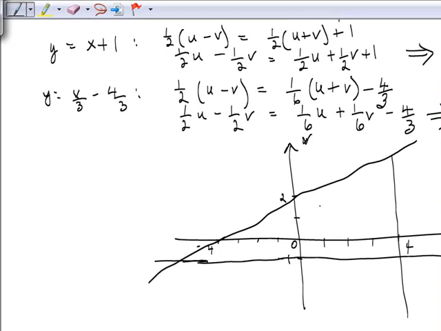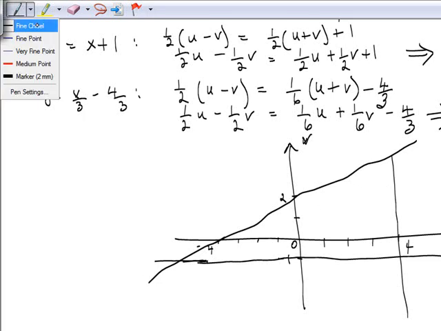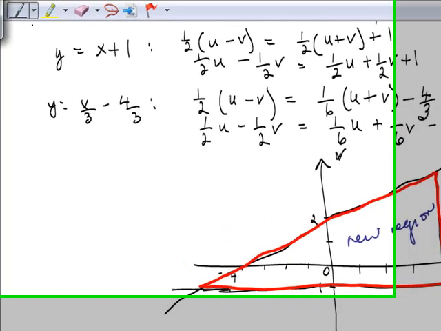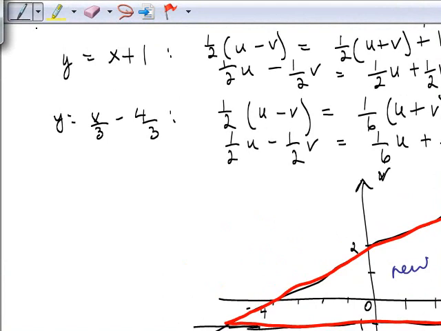Okay, so it should be a straight line. So let me outline this in red now so you can see what I'm doing here. So the region is here, here, this is your new region. And as you can see, this is so much easier to integrate over. Okay? All right.